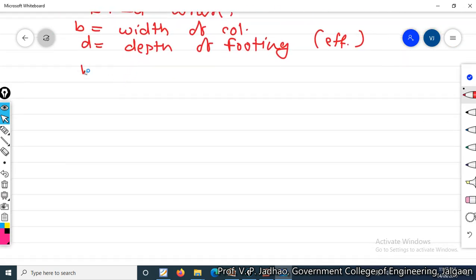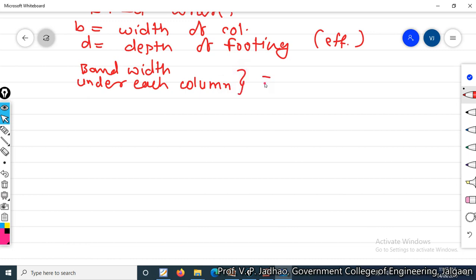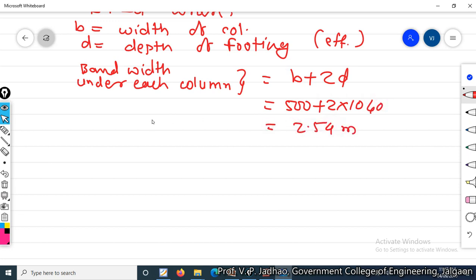Again, we have already calculated this bandwidth under each column. This is equal to B plus twice D. So B is 500 mm plus 2 into 1040, so that is equal to 2.54 meter. So this bandwidth is 2.54 meter.